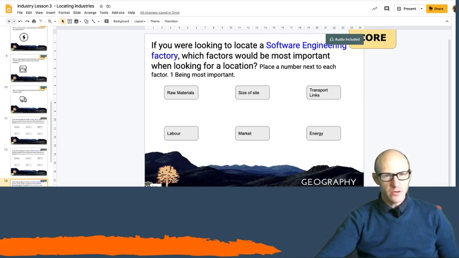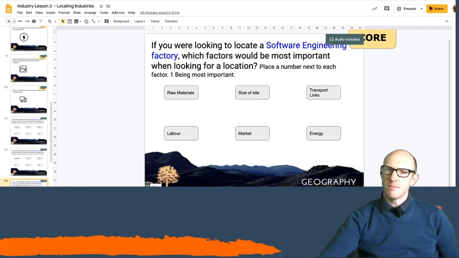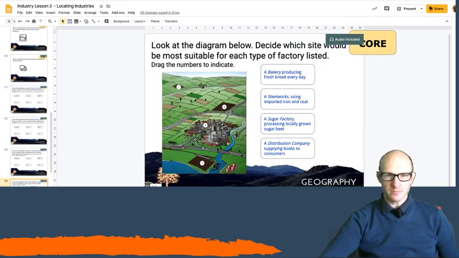And then the third one, if you're looking to locate a software engineering factory where they create software for computers, which factors will be most important? Where you get your raw materials from, the size of the site, your transport links, your labour, where do they live in relation to your factory? The market, where are you going to sell your software? How far is it going to be? How far do you have to transport it to get there? Or your energy to keep the computers going so that people can create the software. Interesting one, that one, especially in this lockdown. There's a lot to be thought about there.